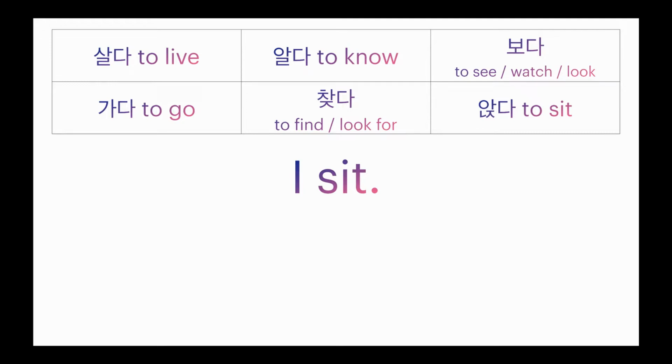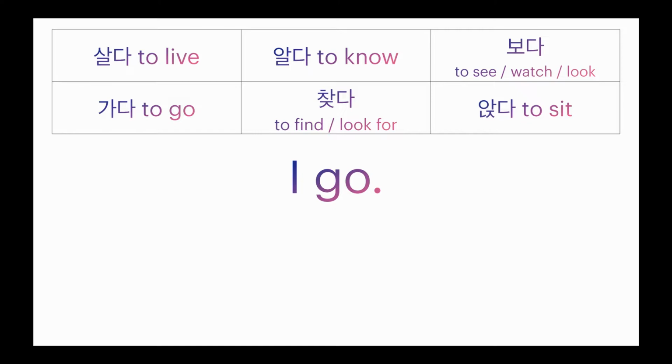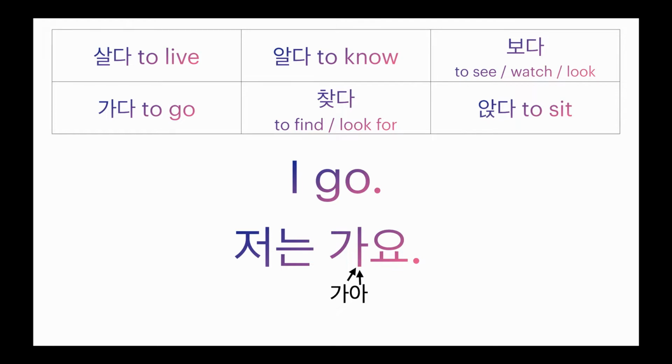Okay, I sit. What do you think? 저는 앉아요. I go. 저는 가요. And just a reminder that 가 is that merging of ka, a vowel, so it's just 가.